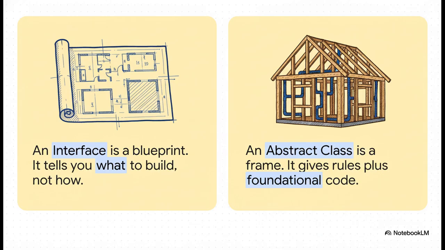Now, an abstract class, that's more like a prefabricated house frame. It gives you all the same rules as the blueprint, but it also hands you the basic walls, the plumbing, the foundational stuff that's going to be common to all houses of that particular style. See the difference? One's a pure contract, the other is a contract plus a head start.